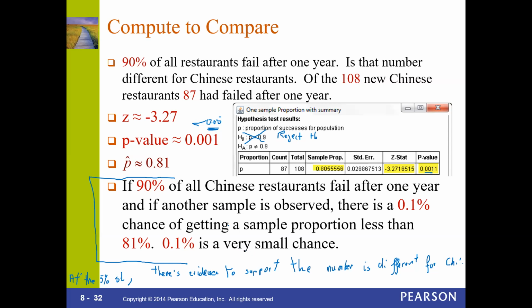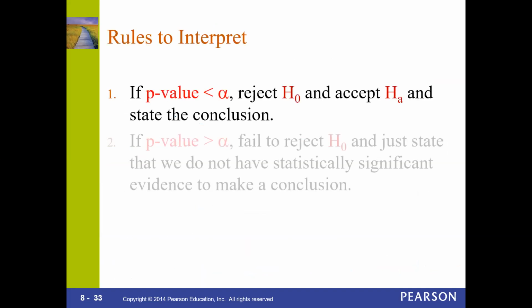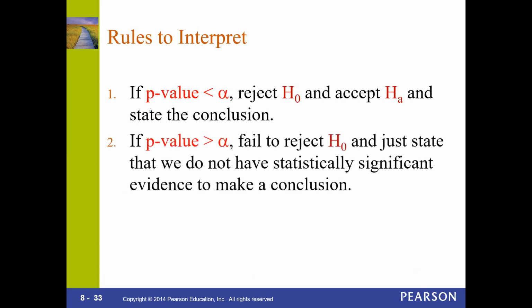So let's see what I can do now. I do have other examples. Let's look at this one. This one says, if your p-value is less than alpha, you reject HO and accept HA and state the conclusion. If your p-value is greater than alpha, you're gonna say fail to reject HO, or you can say do not reject HO and just say that we do not have statistically significant evidence to make a conclusion.